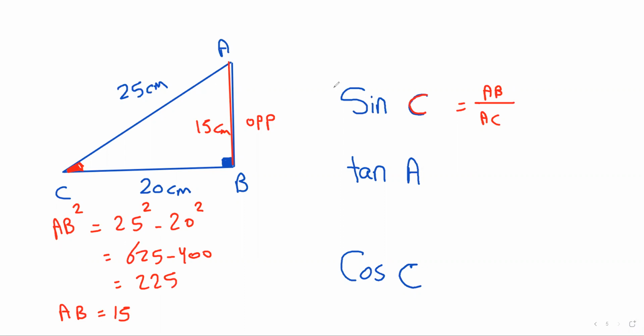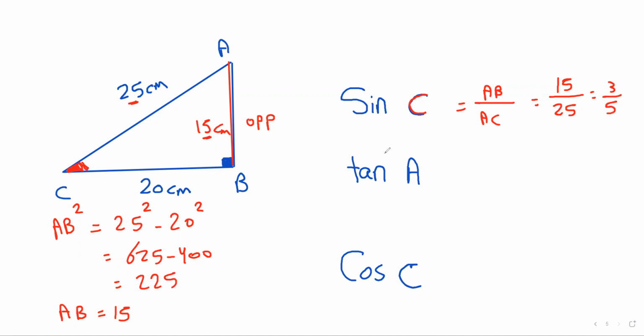Once again, what is the meaning of sine C? The ratio between the opposite and the hypotenuse. So the opposite here is 15 and the hypotenuse is 25. So it equals 15 divided by 25. We can simplify it, divided by 5, 3, and divided by 5, 5. So it's 3 over 5.